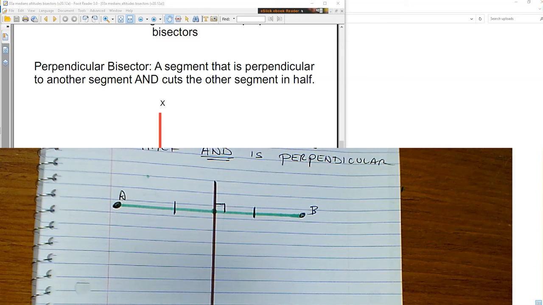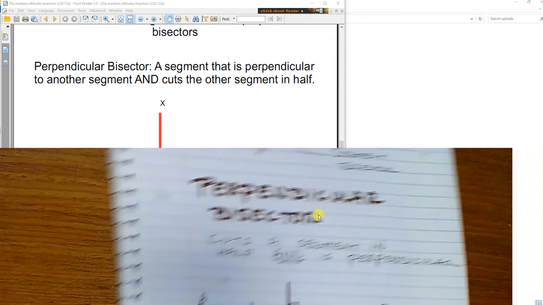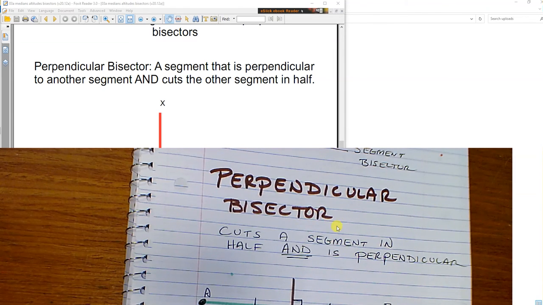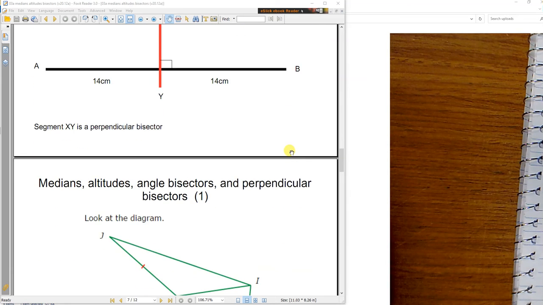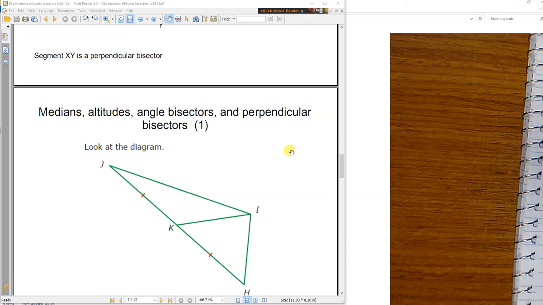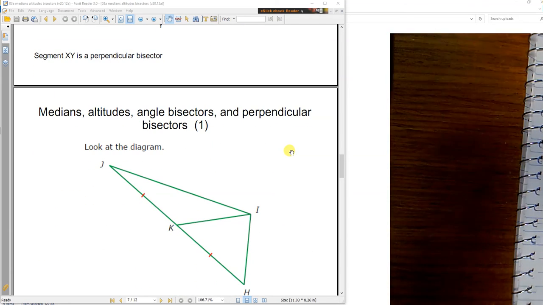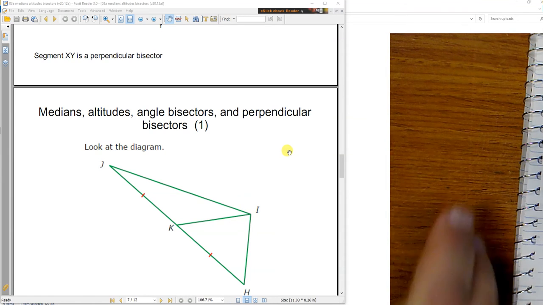All right, let's do some example problems here. That's it for the notes. I know, that's 14 minutes of notes. And now we're going to do some practice. Oh, right. So what are we doing? We're identifying stuff here, I think.